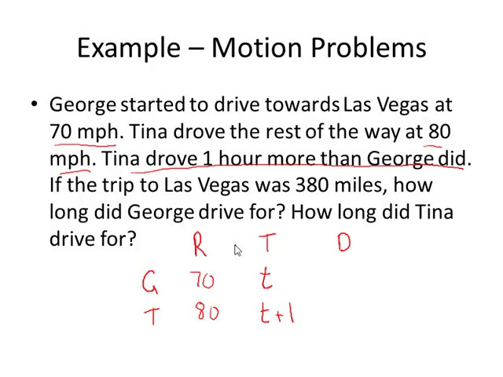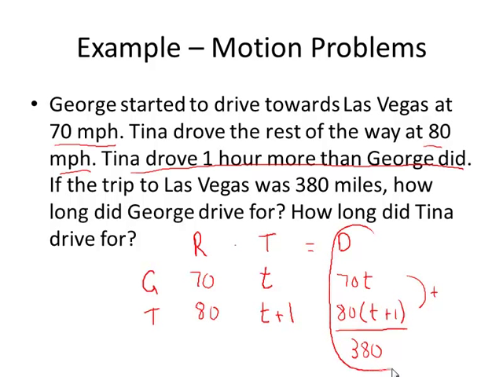Remember, in the formula, rate times time is equal to distance. So George's distance, 70 times t, is 70t. And Tina's distance will be 80 times the quantity t plus 1. Now I do know the total distance was 380 miles. So George's distance plus Tina's distance will have to add up to be 380 miles. Sometimes you're given the time as the unknown, like the total time, and you can work backwards in that fashion. But our equation is going to be here underneath distance. So let's go ahead and continue that on the next page.